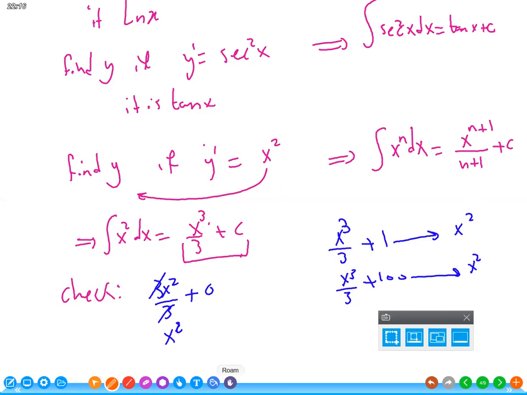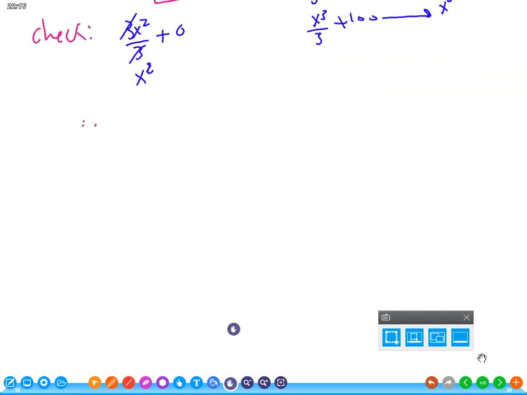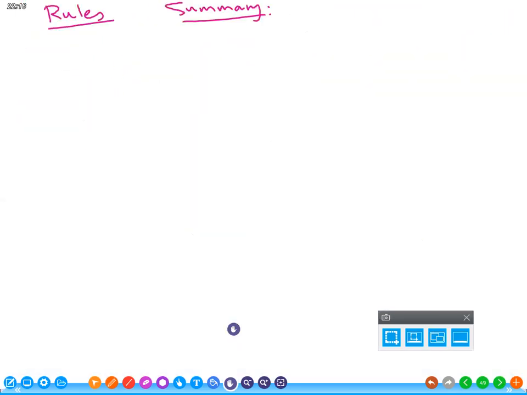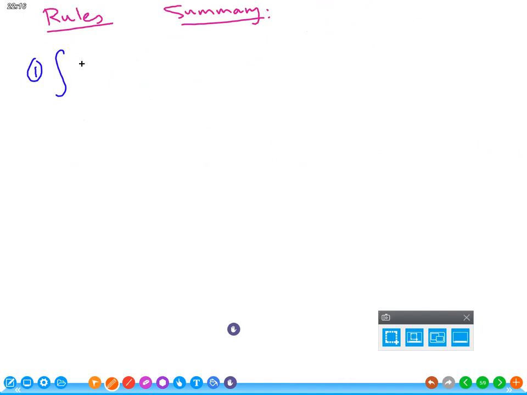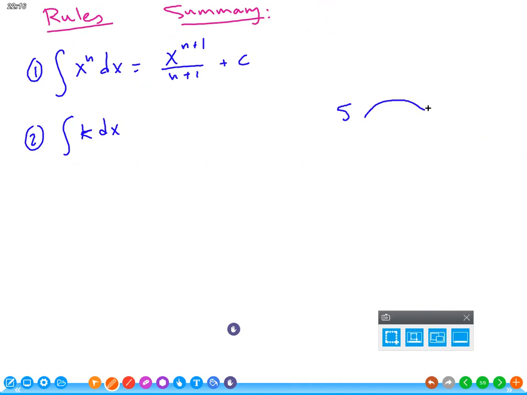So now I want this as the introduction, guys. To put a summary, we can go to the second slide, summary for the rules. The first rule, the power rule: the integration of x power n dx, we add 1 to the exponent and divide by n plus 1, plus c. Second, if I have a constant, for example 5, dx, I want to make the antiderivative. What's the function that gives me 5? It's linear, 5x. So the antiderivative of a constant k is kx plus c.